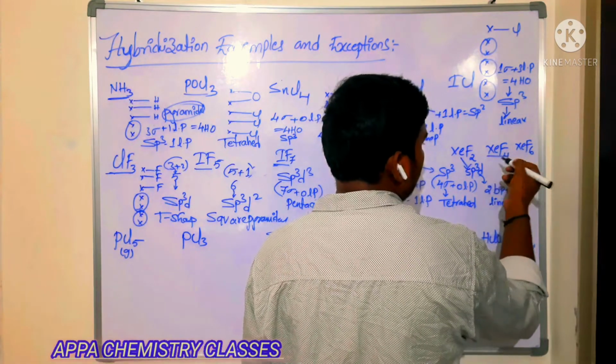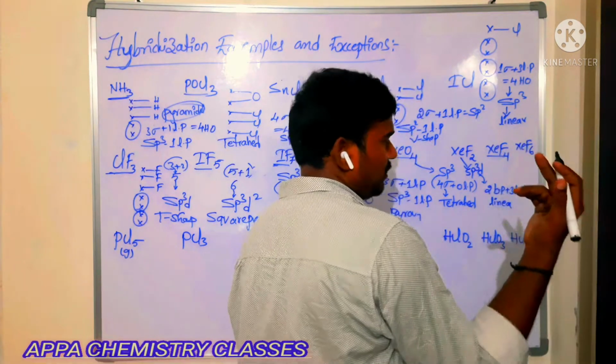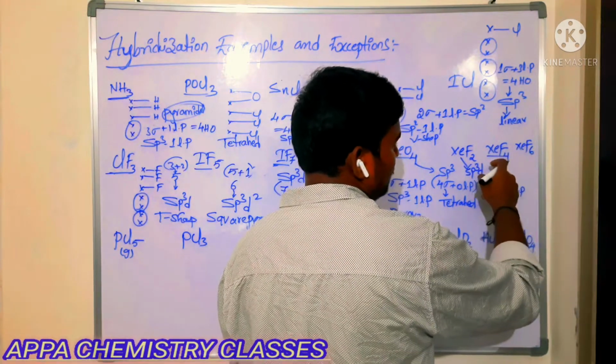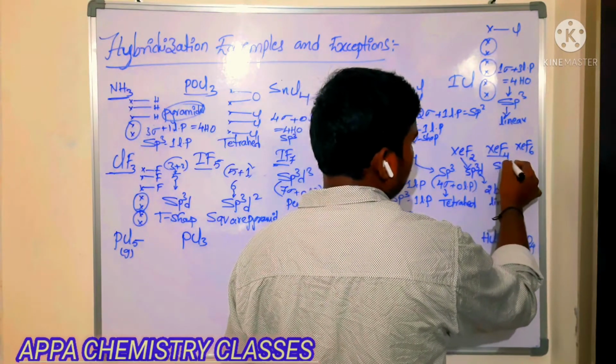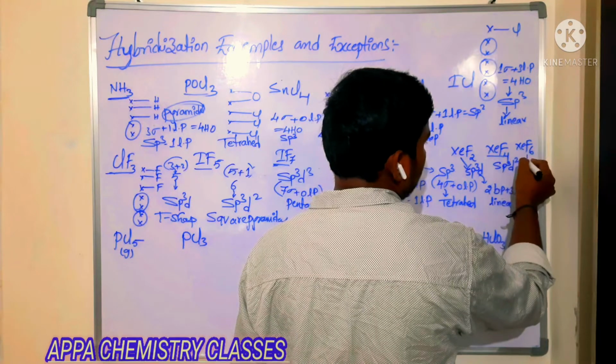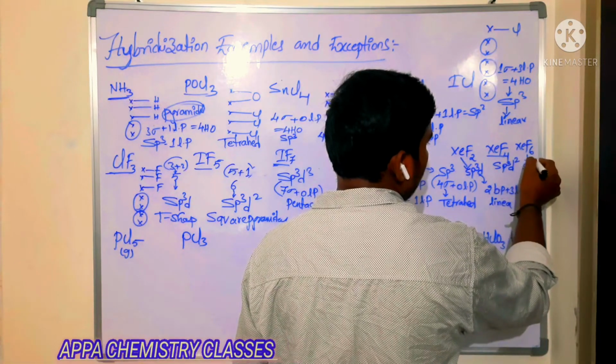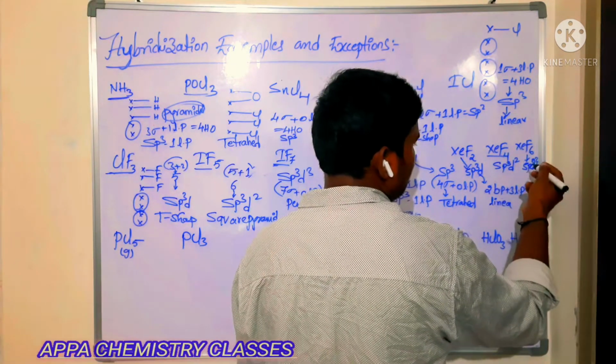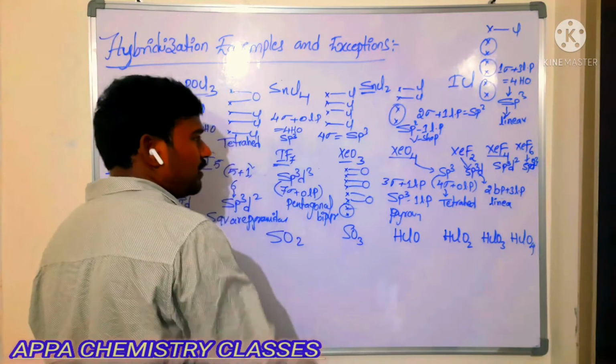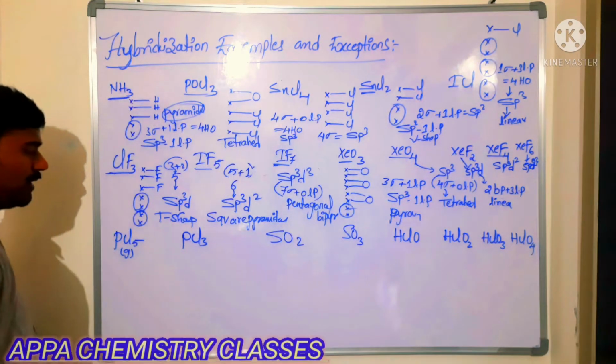Now XeF4, you will find it there: square planar, it is sp3d2. And then sp3d3 hybridization with 1 lone pair, that is distorted pentagonal bipyramidal.